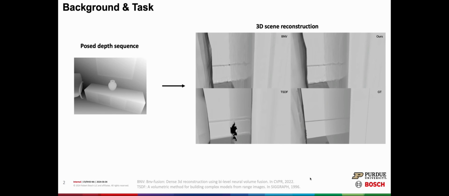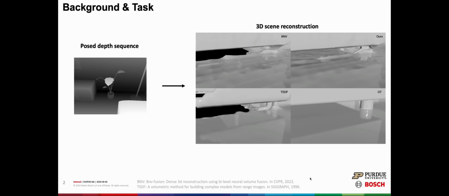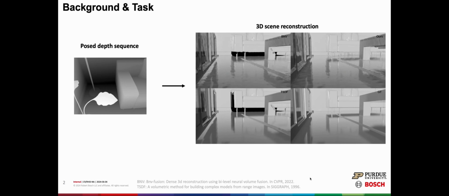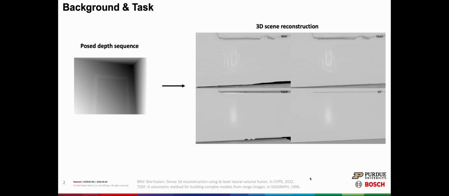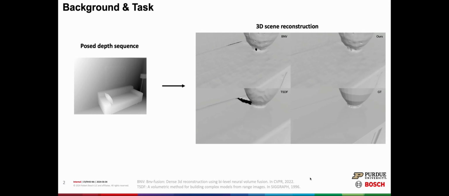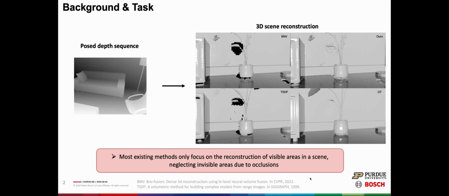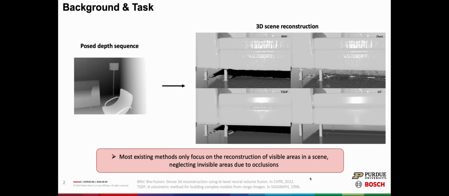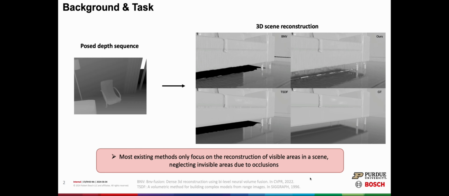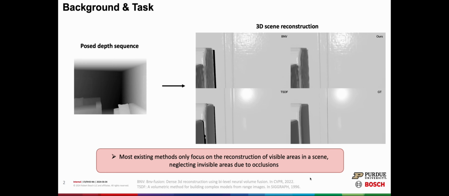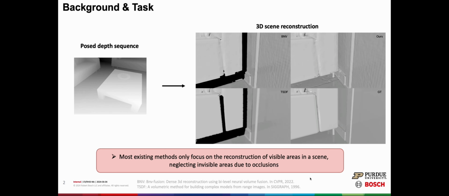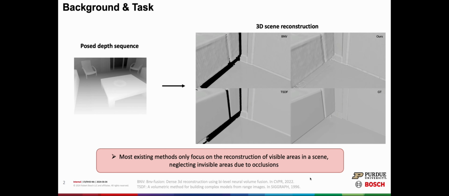Given the depth sequence with camera poses, depth fusion methods such as BNV fusion and TSDF depth fusion have shown impressive results in scene-level 3D reconstruction. However, these prior methods only focus on the reconstruction of the visible areas in the scene, neglecting the invisible areas due to occlusions. For example, the contact surface between furniture, occluded walls and floors.